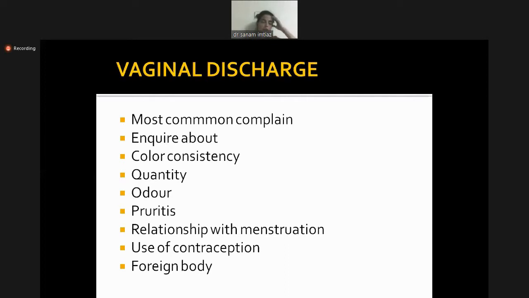Vaginal discharge is the most common complaint. You should always inquire about the color of the discharge, the consistency of the discharge, whether it's associated with any kind of itching or not, whether it is foul smelling or not, and the quantity. Its relation to intercourse is also important. Any insertion of an IUCD or any other kind of foreign body inside the body. All these things are really related to when your patient comes with vaginal discharge, so that you can come to a proper conclusion and diagnosis. And the number of sexual partners is also important.